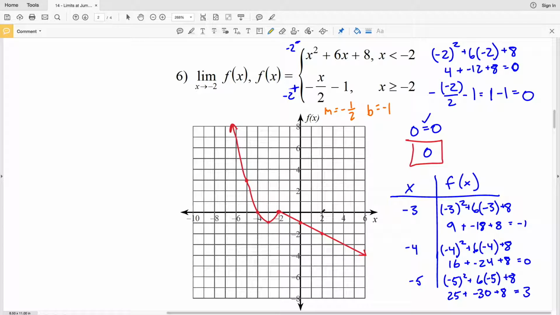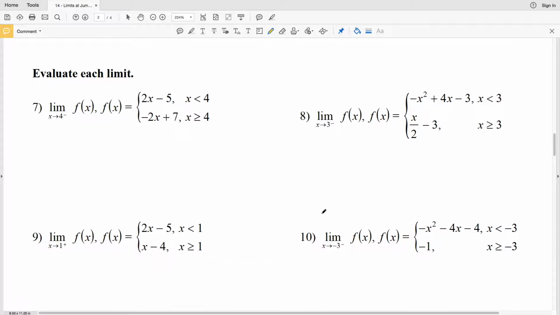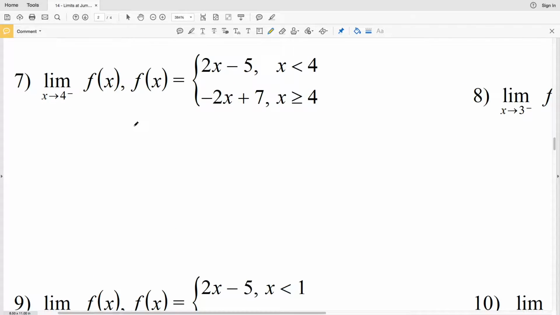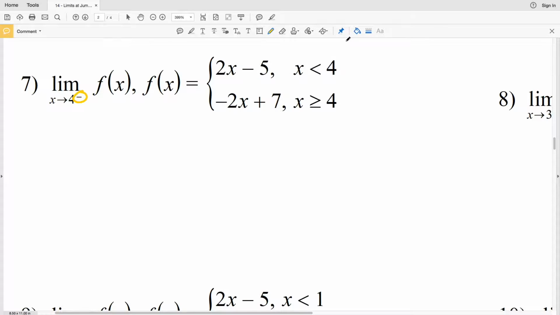Let's continue on to our next section. In numbers 7 through 10, we're to evaluate each limit, and for this, we're not given a graph. So how we're going to evaluate is by plugging in the limit for the correct piece of our function. And for this, it's important to look at the domain. So for number 7, we have the limit of f of x as x approaches 4 from the negative side or from the left. And the piece we're going to use will be this first piece, 2x minus 5, because our domain is for values where x is less than 4, so that's coming from the negative infinity direction of x. So from negative infinity to positive 4.